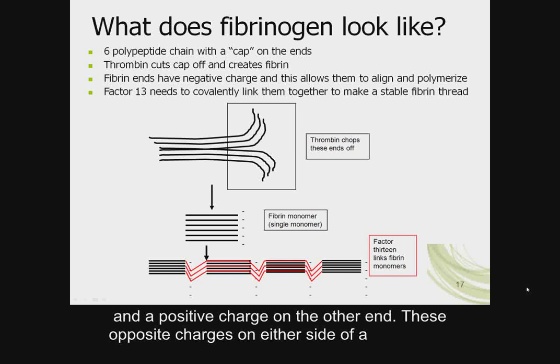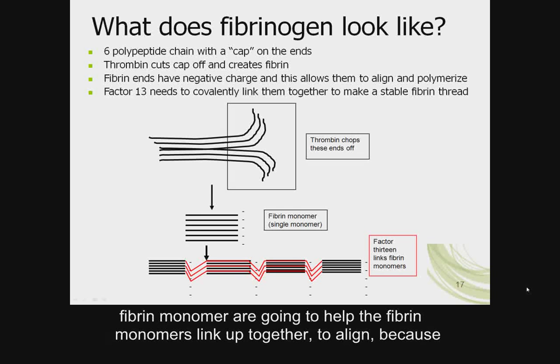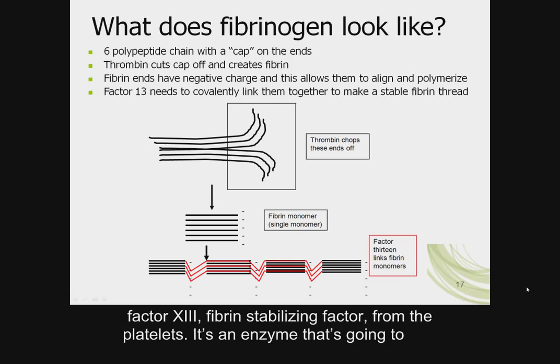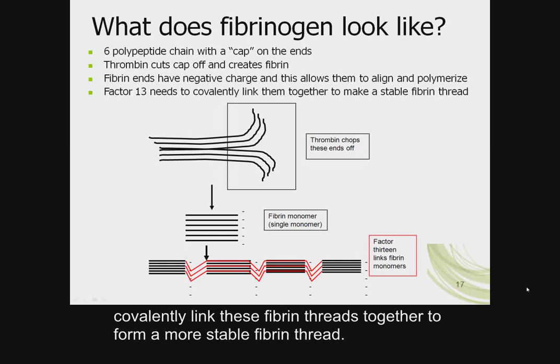These opposite charges on either side of a fibrin monomer are going to help the fibrin monomers link up together to align, because opposites attract, obviously. But a charge-to-charge interaction is not very stable. So enter factor 13, fibrin stabilizing factor, from the platelets. It's an enzyme that's going to covalently link these fibrin threads together to form a more stable fibrin thread.